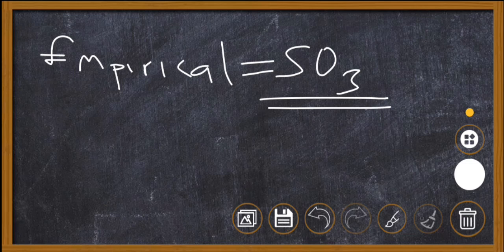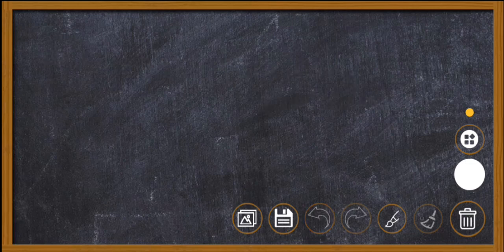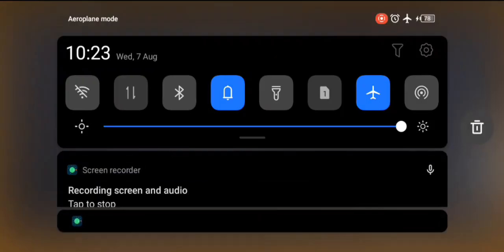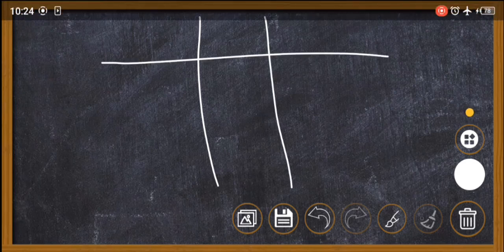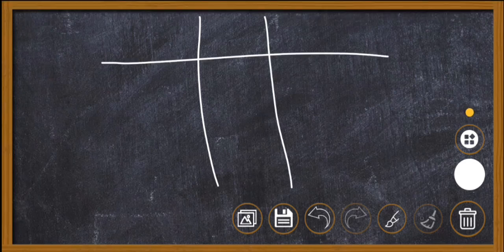Firstly, you have to write the percentages, or rather the masses that you have been given. Secondly, you have to write the relative atomic mass numbers. Third, you divide the percentage given by the relative atomic mass number. Fourth, you divide by the smallest value of whatever you have, and then you write the empirical formula. That's the way we go about this.